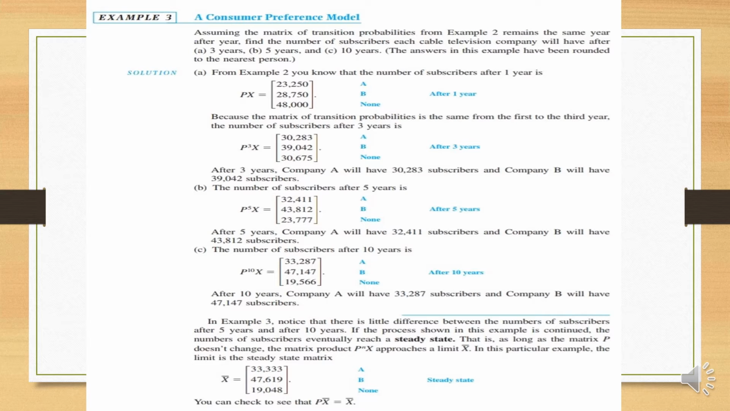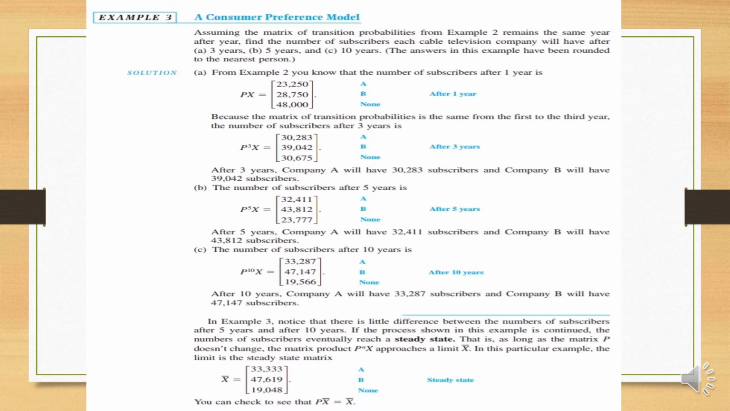Now, if you continue this process, then the number of subscribers eventually reaches the steady state, as long as the matrix P doesn't change. The matrix product P raised to n, times X, approaches a limit, X bar. In this particular example, the limit is the steady state matrix. We can easily get this result using a graphing calculator.